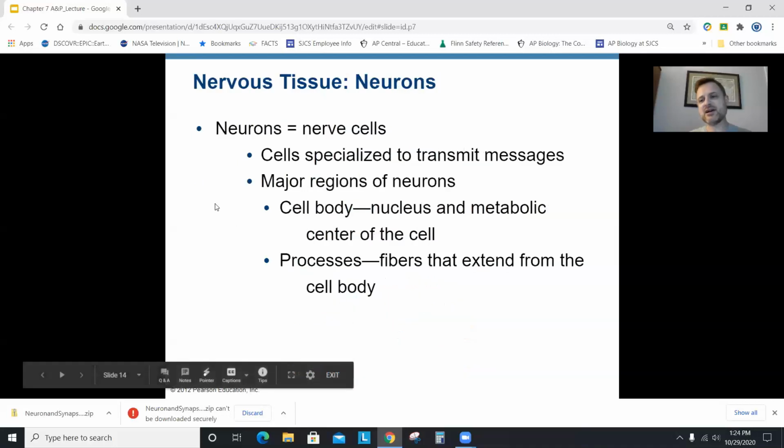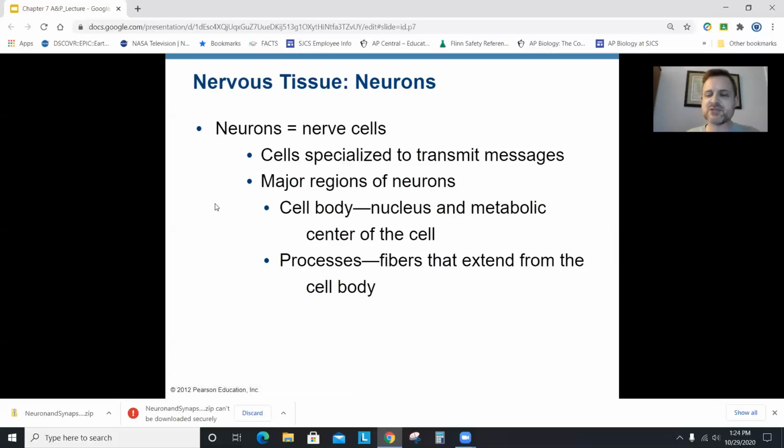Okay, now getting to the actual actors. Neuron is the name for a nerve cell. These are cells that are designed to transmit signals. The major regions of nerves: the cell body, and again, we're going to look at a diagram in a minute, is the main body of the cell. It's where the nucleus and all the organelles are. It's the cell's sort of metabolic center.